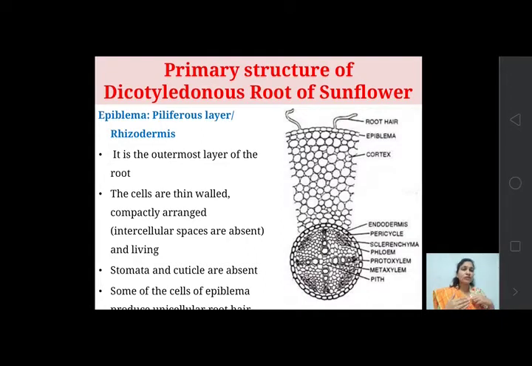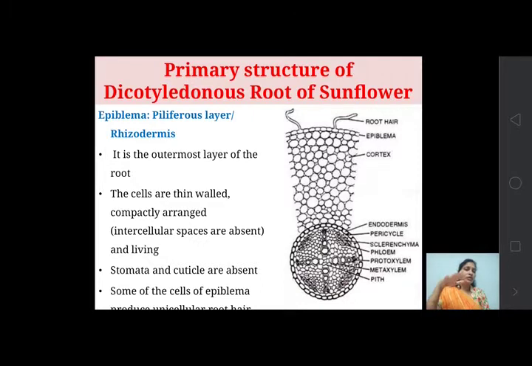So this is the structure, that is the outermost covering. You only focus on the outermost covering of the root, that is epiblema. The epiblema cells are compactly arranged, thin walled, living cells. Then some of these cells produce a unicellular hair-like structure that is known as root hairs. In these epiblemal cells, there is an absence of stomata and cuticle. So this is the first, or outermost, part of the root of the sunflower.